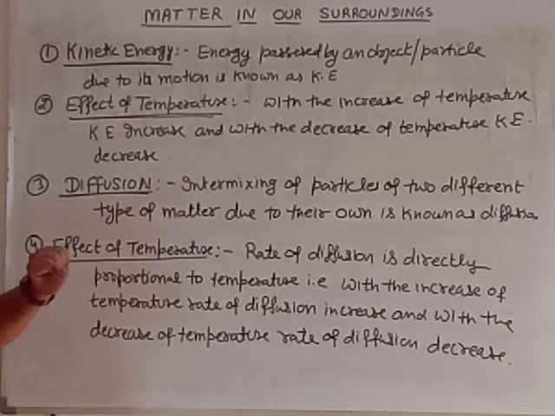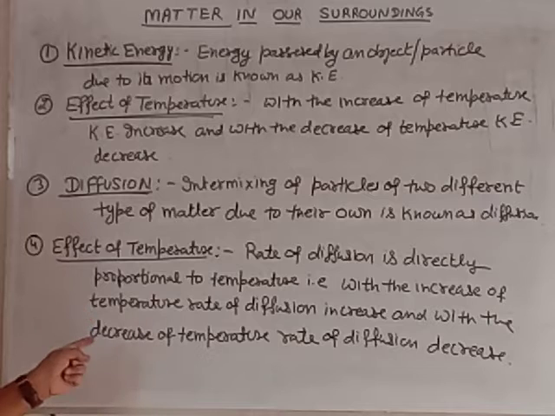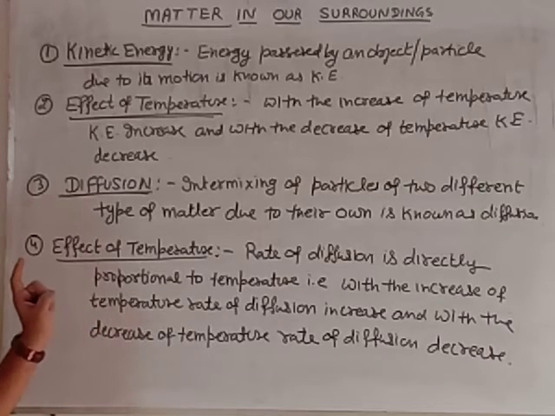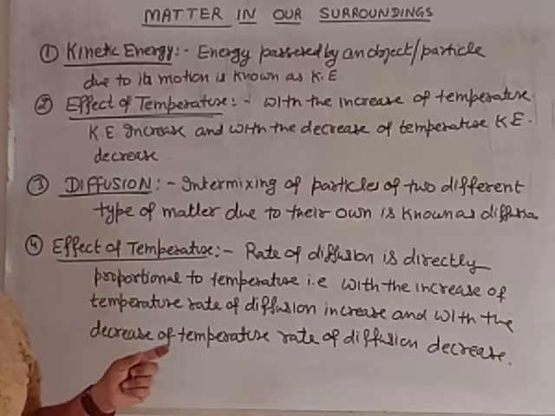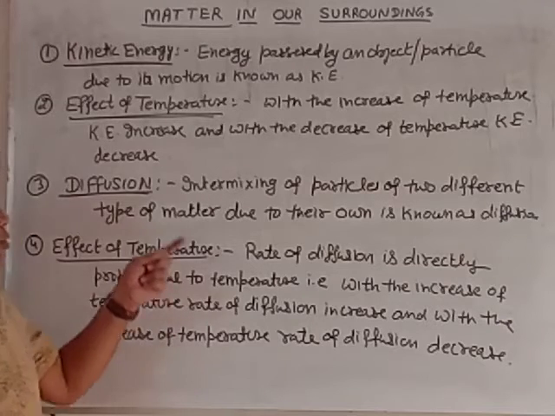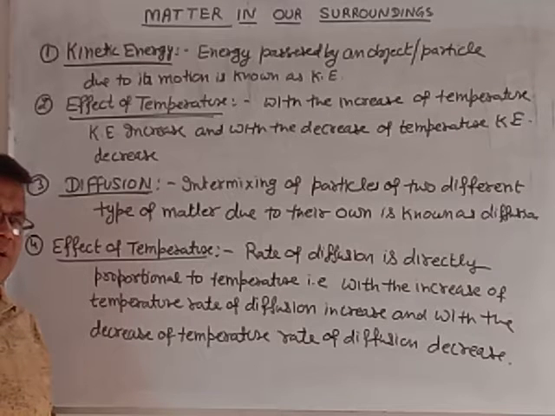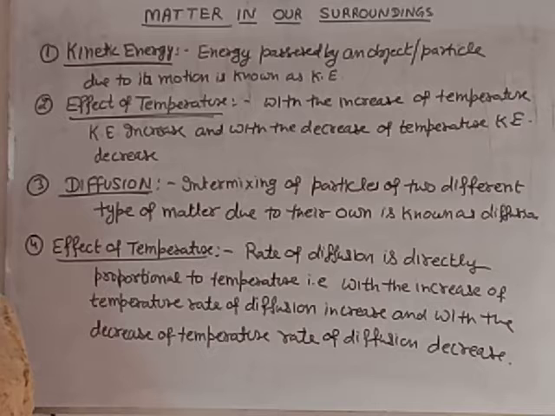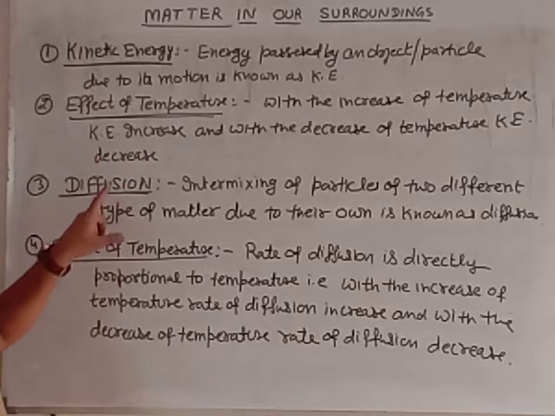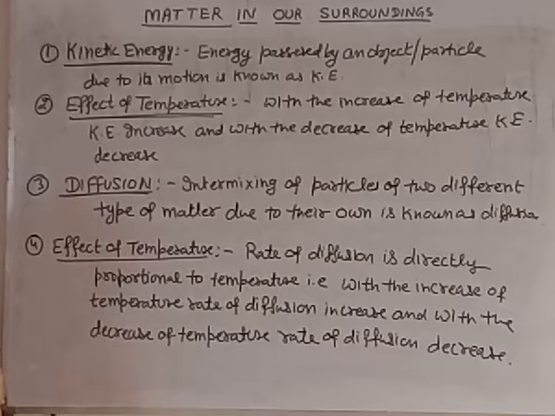Thus, we have studied that kinetic energy is energy possessed by an object or by a particle due to its motion, and diffusion is intermixing of two different types of particles, that is particles of two different matter, due to their own motion. Both kinetic energy as well as rate of diffusion are directly proportional to the temperature, that is with the increase of temperature kinetic energy and rate of diffusion increase and vice versa. Now we shall study some activities.